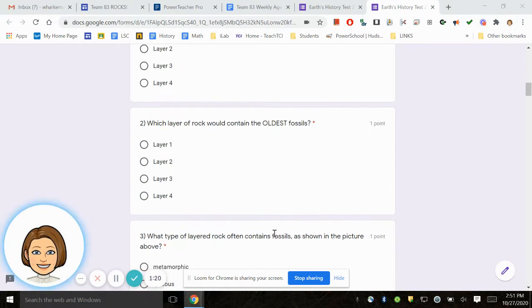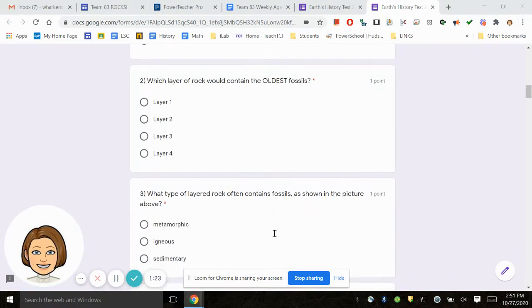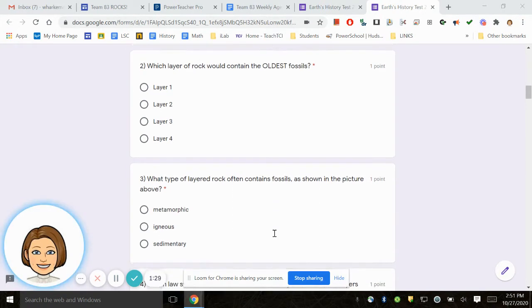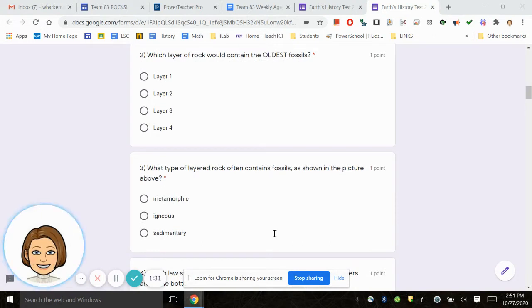Number 3, still referring to the picture. What type of layered rock often contains fossils as shown in the picture above? So is that picture metamorphic rock, igneous, or sedimentary?